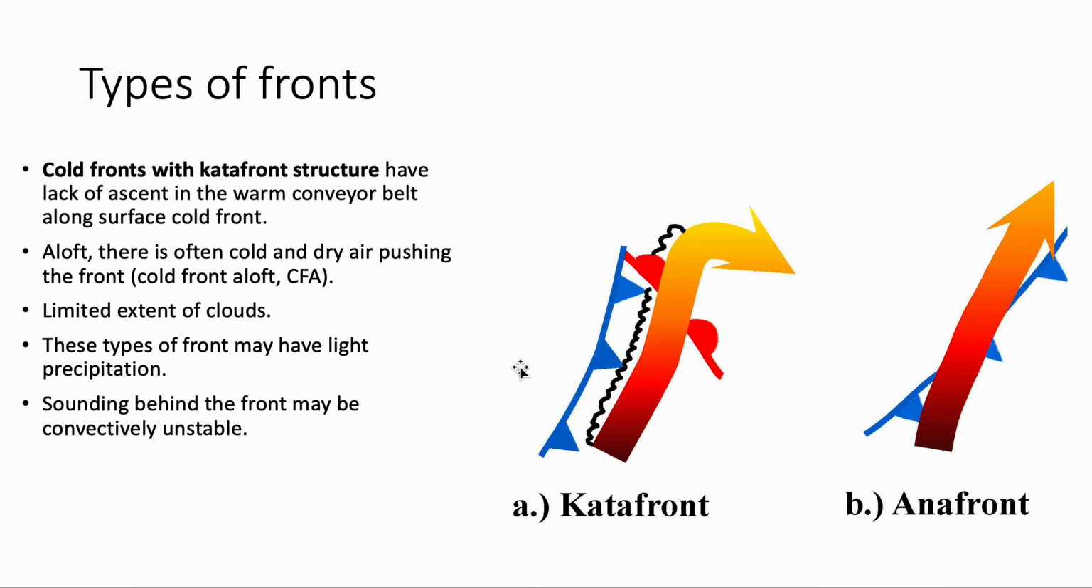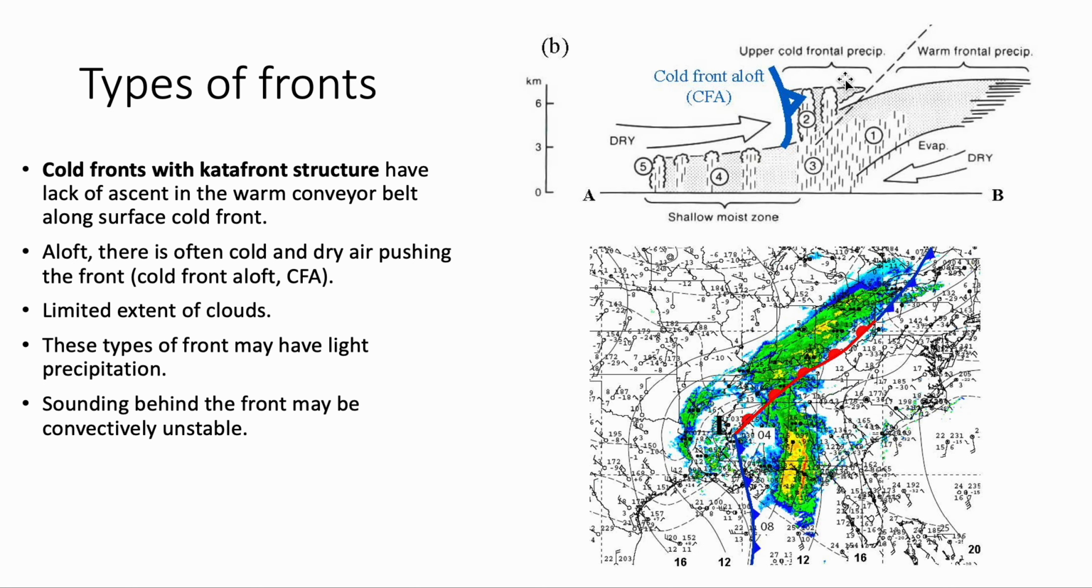Often they're characterized by cold and dry air that is pushing the front. And so they're not really associated with terribly severe weather very often. And so light precipitation is typically what these are accompanied by. And we have an example here.